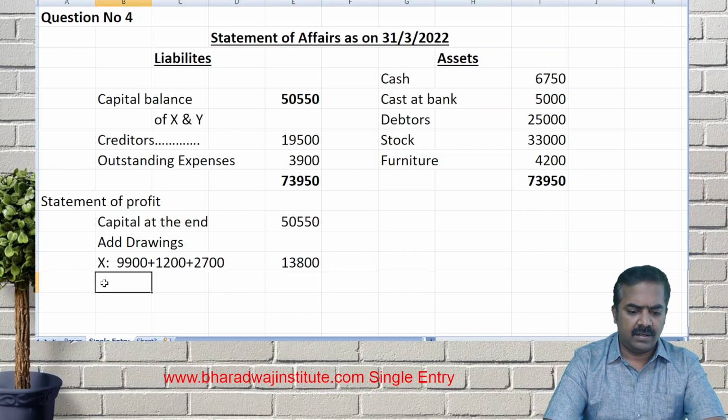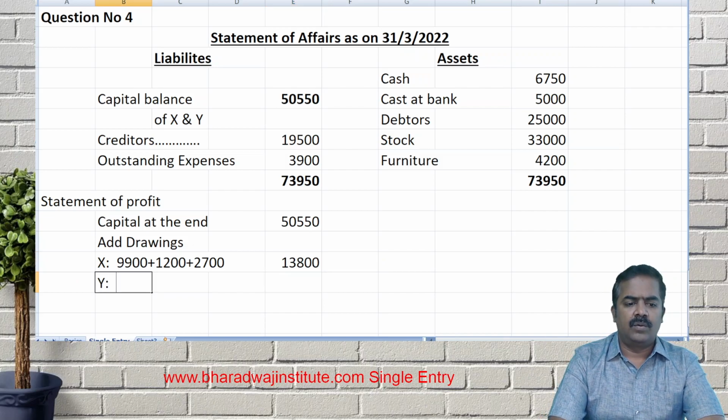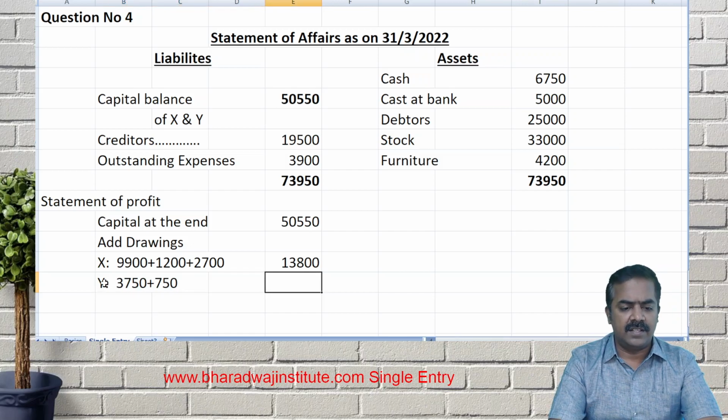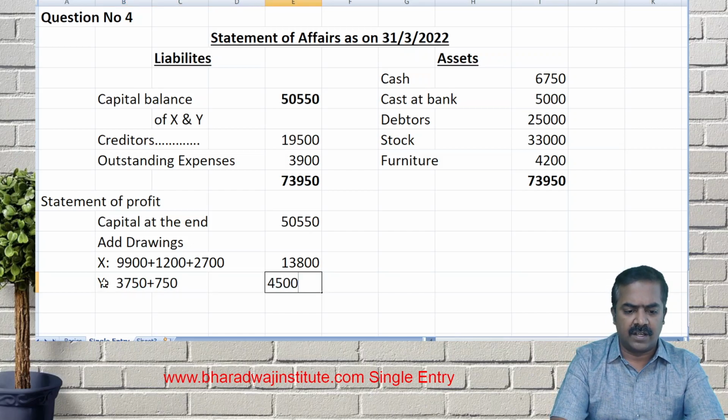Then Y. What about Y? How much cash has he taken? 3,750 plus goods. No, he has not done any sale. So 4,500 is the drawings of Y.